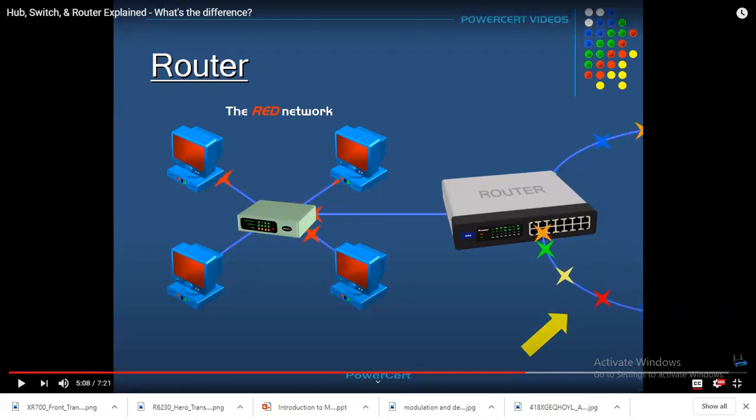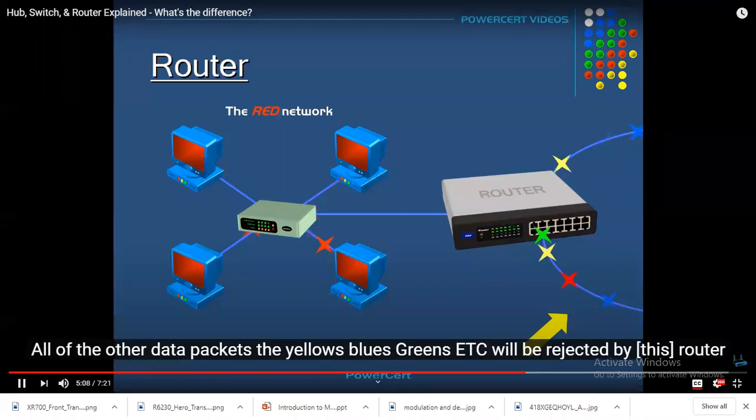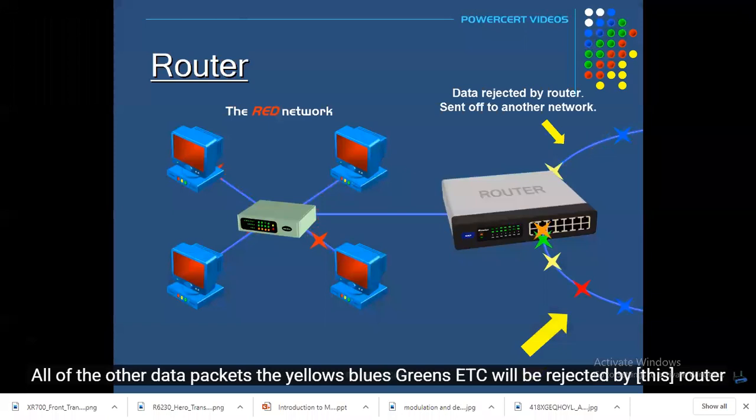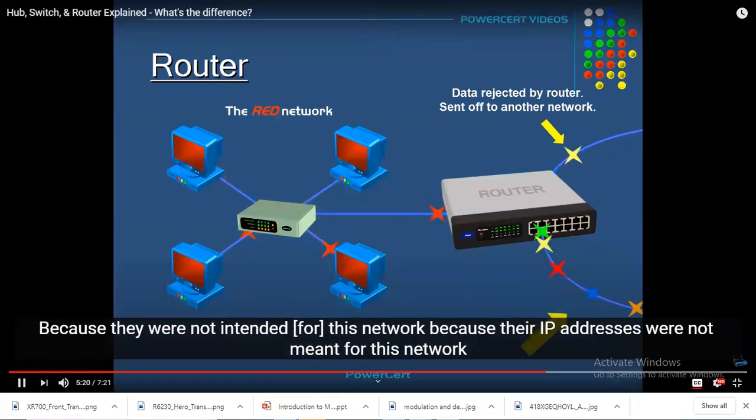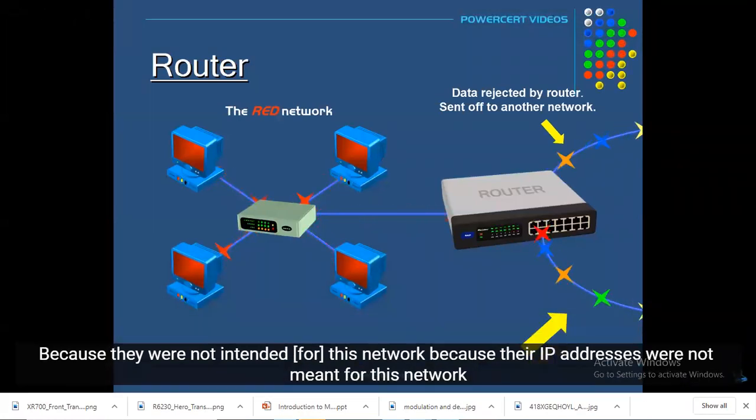This is shown in the animation in the red color. So our router will receive only those data packets which belong to our network. You can see that this is a local area network with one switch as well. So it is sending that particular data packet to the network accordingly. All of the other data packets, the yellows, blues, greens, etc., will be rejected by this router because they were not intended for this network, because their IP addresses were not meant for this network.